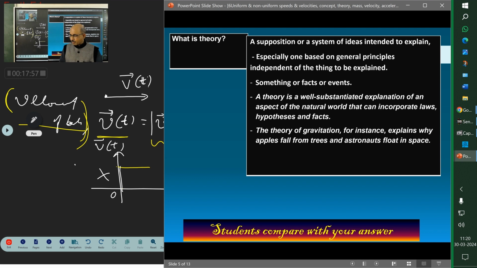Especially one based on general principles independent of the thing to be explained. Now this is important. If you build a theory for something, you want to explain something. Saying this happened because of this cannot become a theory. If you say it happened like this and you are able to apply that to many similar situations, then it is a theory.